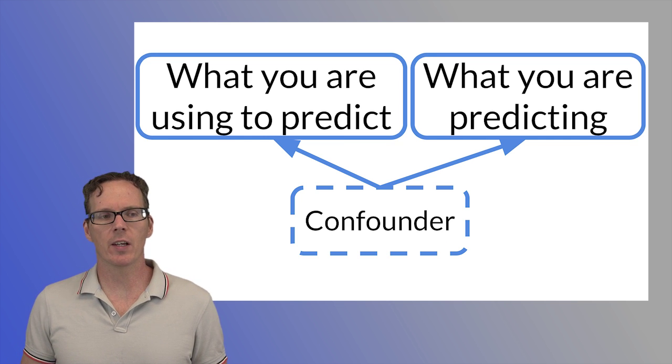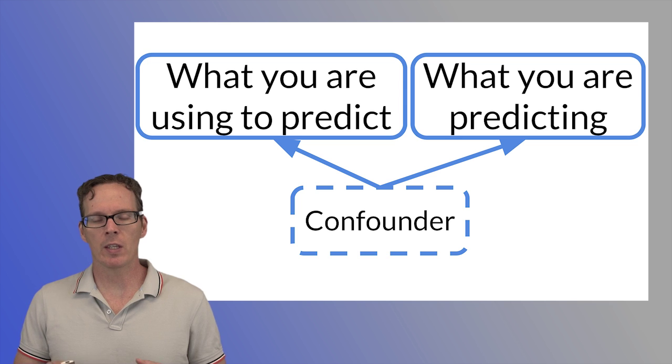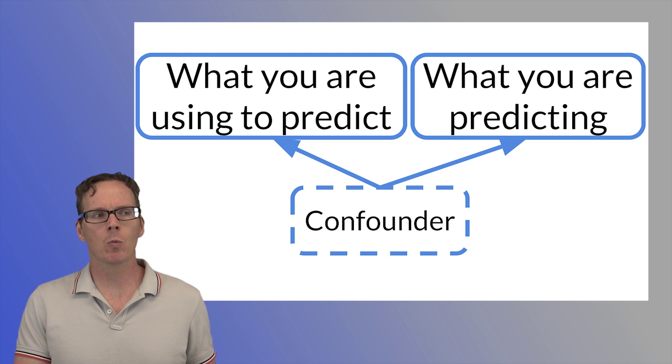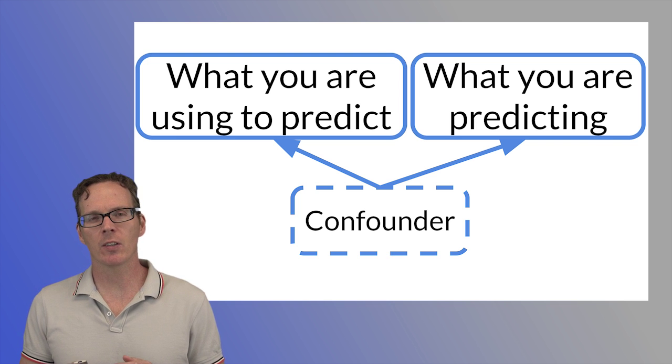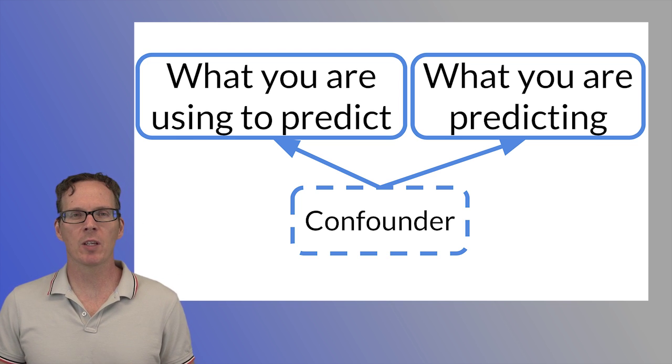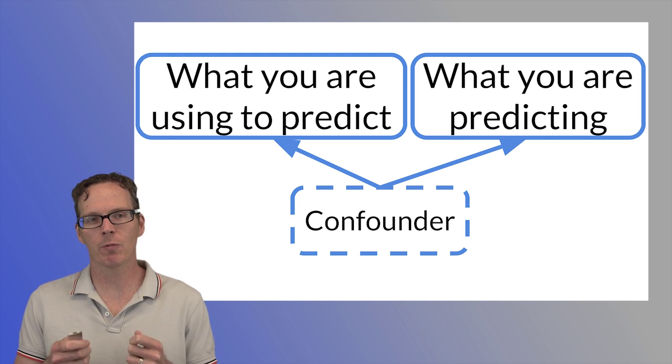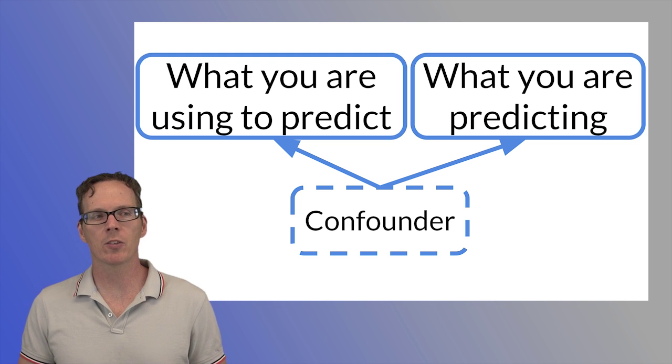And so this is the idea of confounding, that the confounder exists between what you are using to predict and what you are predicting. And the name confounder comes because it can confound. In other words, it confounds the relationship that you're trying to look at.